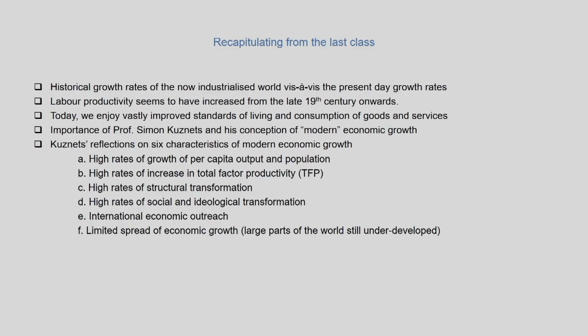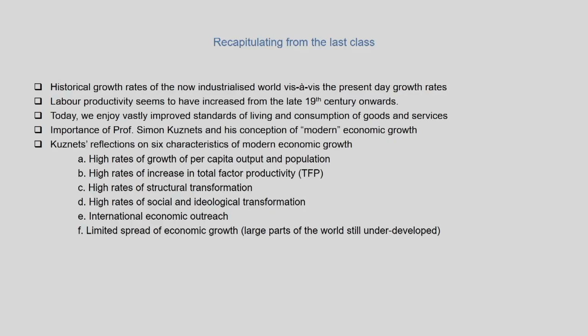The second important characteristic that Kuznets was reflecting upon was the very high rates of increase in total factor productivity, which means the total output produced per unit of factor input, and here he was not just referring to labor productivity but all other factors of production. For example, capital showed very high levels of productivity, and one of the major reasons identified by Professor Kuznets was that of technology use and what effect technology has had on increasing the total factor productivity.